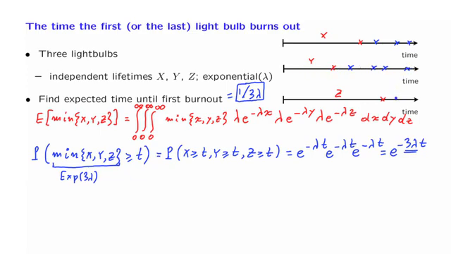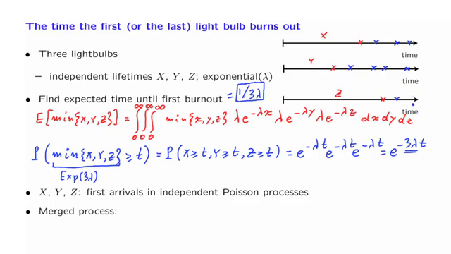And finally, we have a third independent Poisson process, and the random variable z is the first arrival time in that Poisson process. So x, y, and z are interpreted as first arrivals in three independent Poisson processes. Now let us take these three Poisson processes and merge them. If we merge these three processes, what we obtain is a merged process which is Poisson with parameter equal to the sum of the rates or parameters of each one of the processes. So it's a Poisson process with parameter 3 lambda.